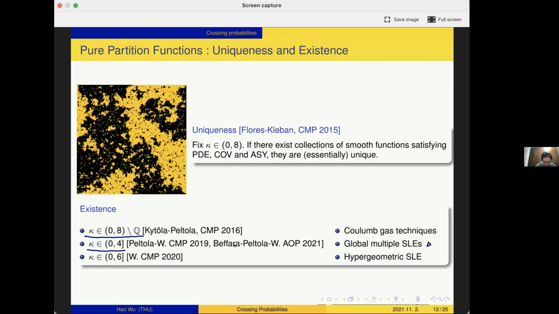And in the third work by me, I proved that we can extend this existence for kappa between 0 and 6. There, the main tool we use is called hypergeometric functions. So far, basically, we are happy because remember that we are interested in the 6 models and 5 of them are in this interval for kappa. So this already gave a pretty good answer to the uniqueness and existence question.